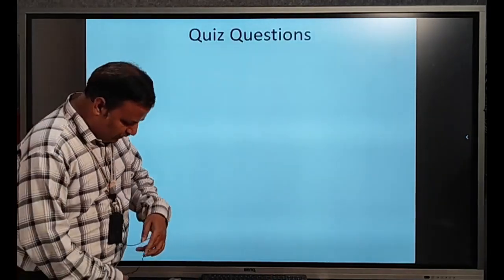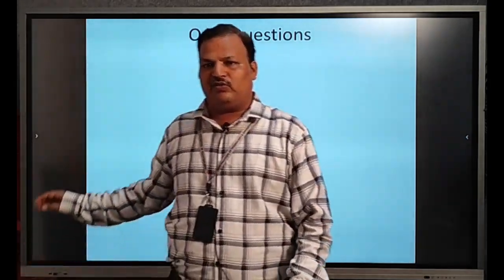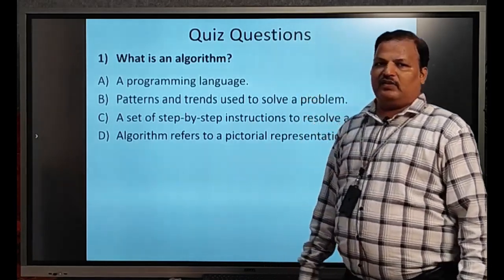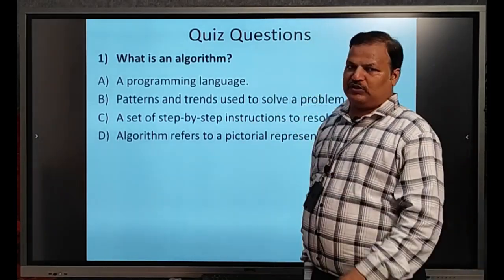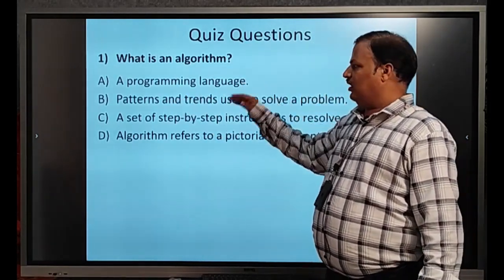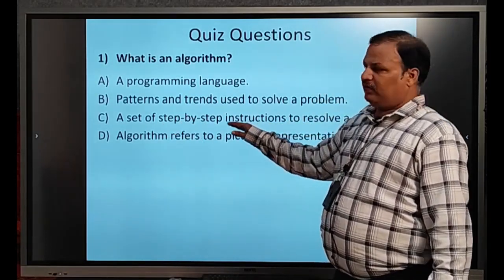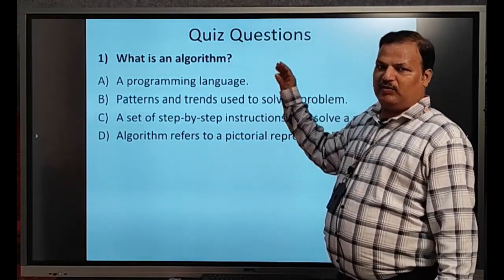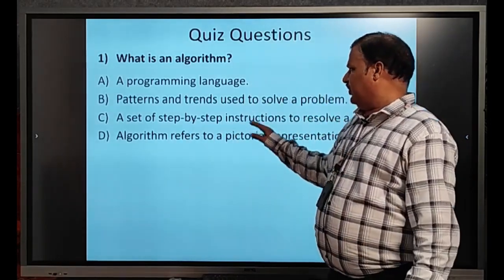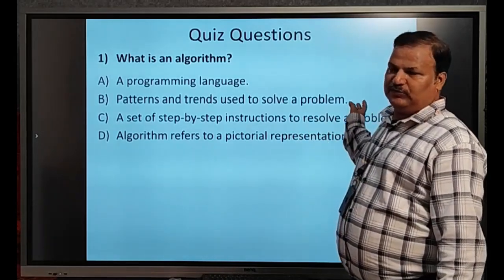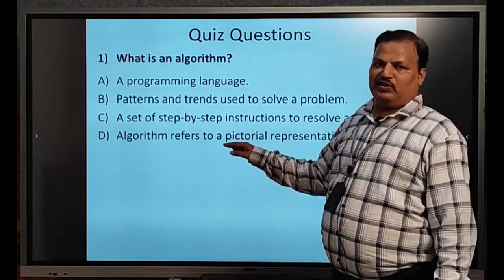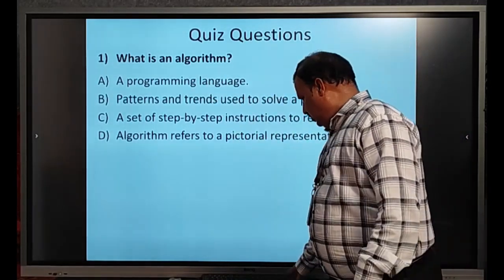After the end of this video lecture, we have a quiz, as I already said. The first quiz question is, what is an algorithm? We have 4 choices. First, an algorithm is a programming language. Second, it is a pattern and trend used to solve a problem. Third, it is a step-by-step instruction to solve a problem. Or otherwise, algorithm refers to a pictorial representation. Out of these 4 options, which is correct, you can give in the Google form.